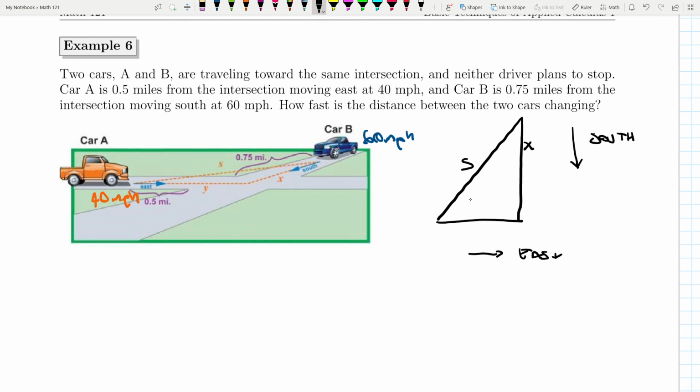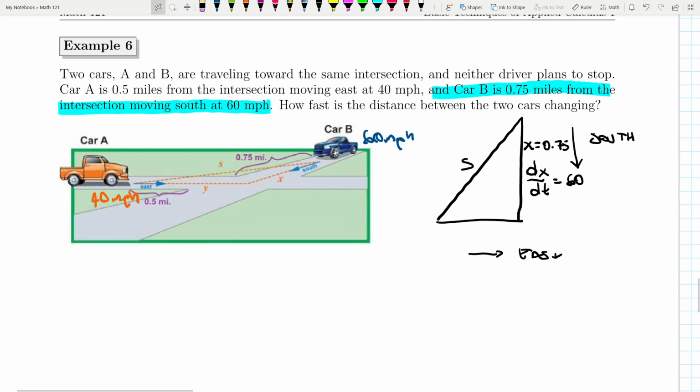So X equals 0.75. That is car B, 0.75 miles from the intersection with a speed of 60 miles per hour. That is the dx with respect to t is 60 miles per hour.